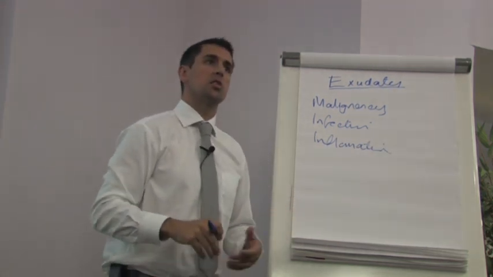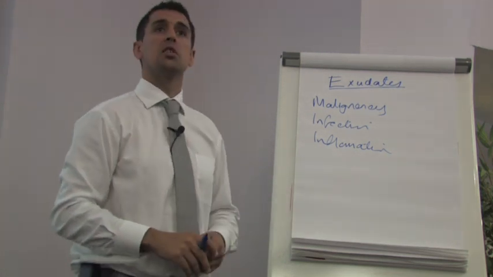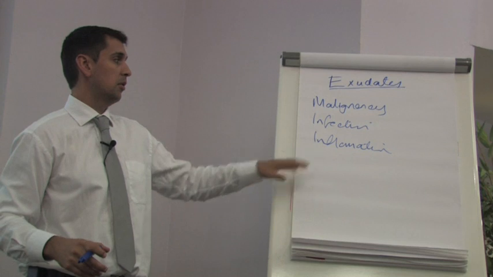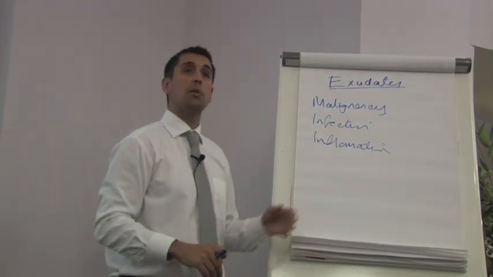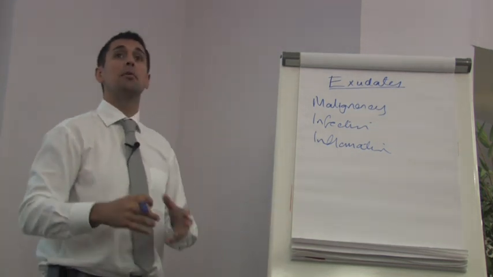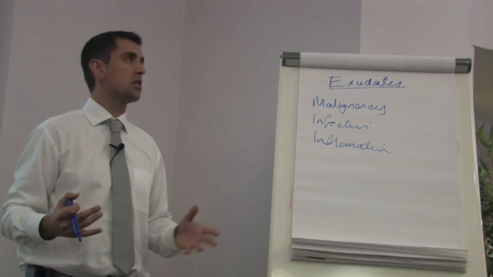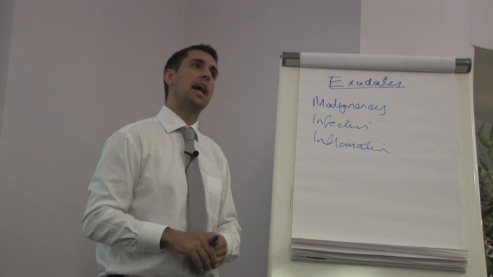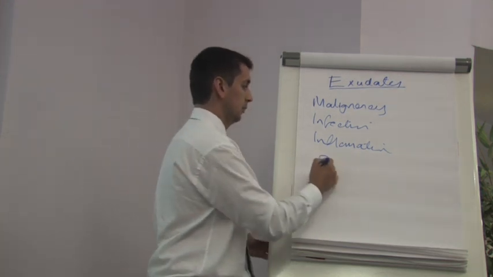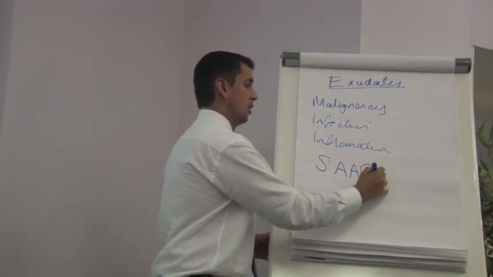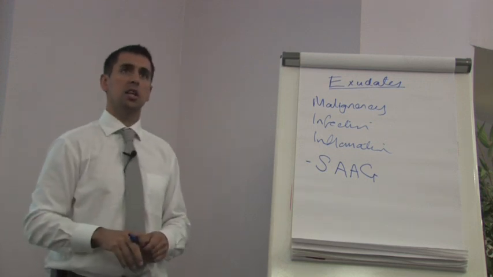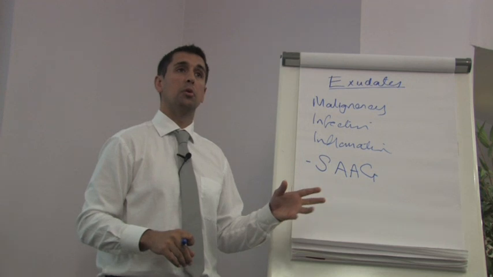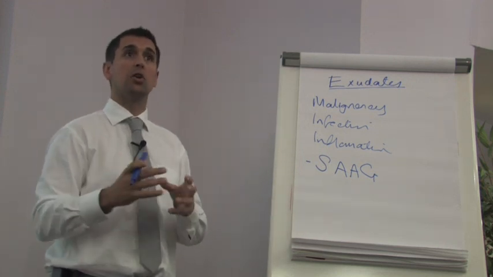So any malignancy that's got abdominal involvement can give you an ascites. Infection, less frequently, but sometimes in Crohn's disease. Same with inflammation from Crohn's disease. Inflammation from pancreatitis can give you an ascites. So a transudative ascites is measured by your SAAG, your serum ascites albumin gradient, where you measure the amount of albumin in your ascites and the amount of albumin in your blood, and you look for a difference between the two.